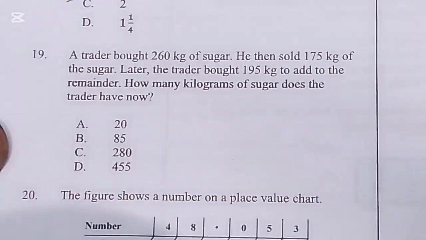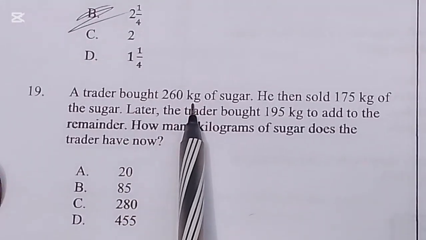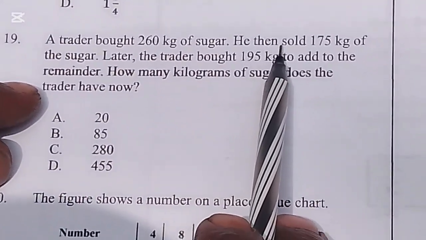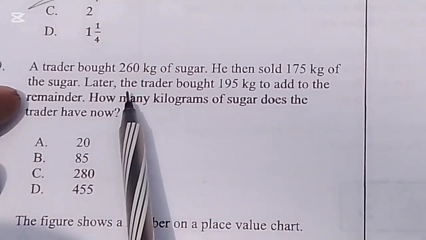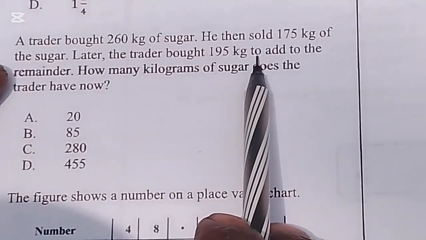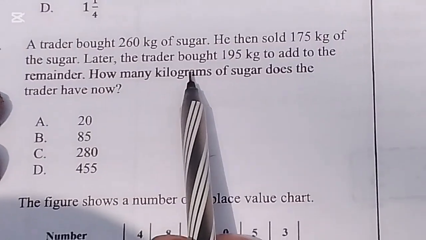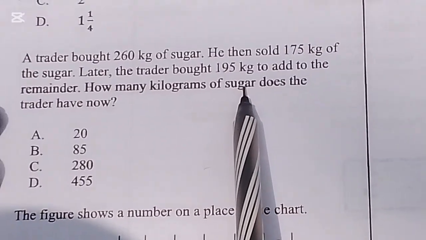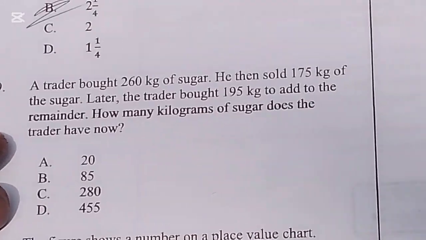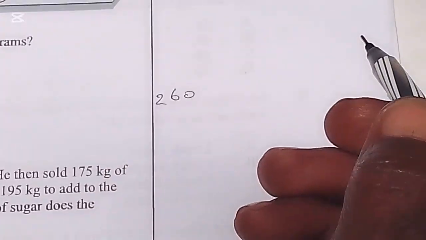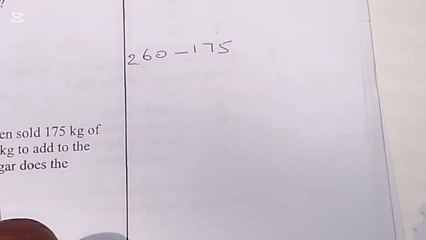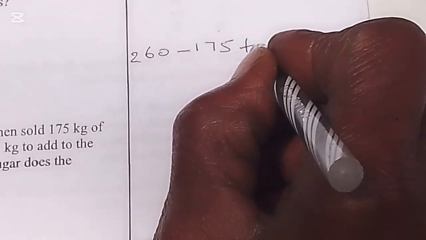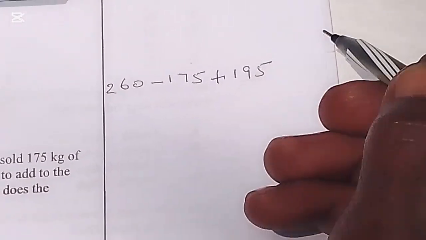Number 19. A trader bought 260 kilograms of sugar. He then sold 175 kilograms of the sugar. Later, the trader bought 195 kilograms to add to the remainder. How many kilograms of sugar does the trader have now? So this is 260. Then he sold 175. Then he added 195.